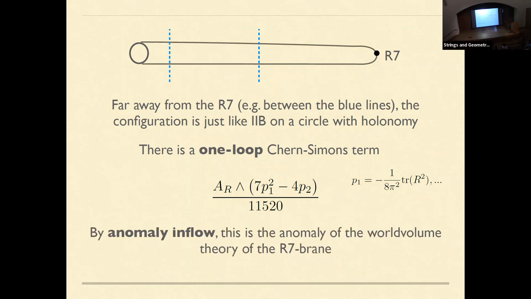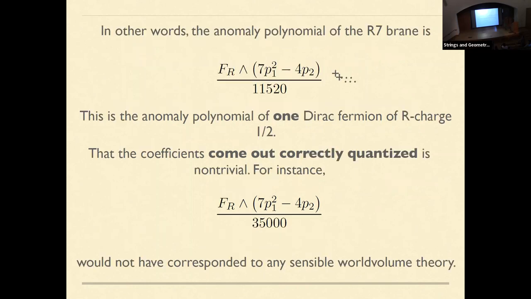This is where things could have gone wrong. It turns out that this thing I gave you is actually the anomaly polynomial of one Dirac fermion of R charge 1/2. It's a bit frustrating because, for some details, we cannot really argue that we must have a goldstino here for this brane that breaks SUSY. But if we had a goldstino, it would be like this. And the fact that the coefficients come out correctly quantized is non-trivial. When you do the Chern-Simons terms, you need to take into account the self-dual field, the gravitino, and the dilatino. Each of them has crazy coefficients, and they add up correctly. So that's a little check of the cobordism conjecture. It could be that the cobordism conjecture was wrong, this background had no boundary, and then this would not have come out correctly quantized.